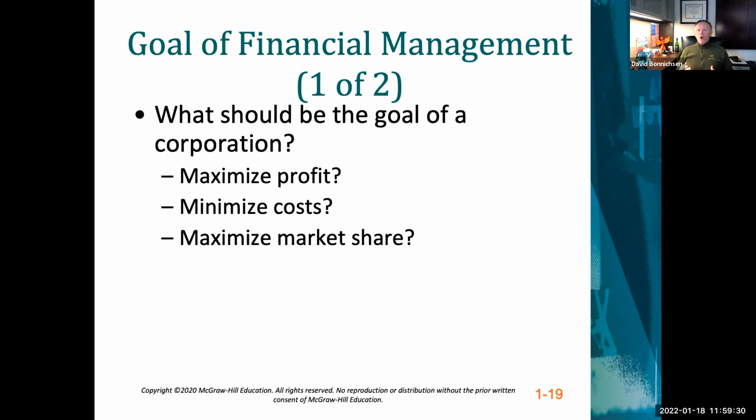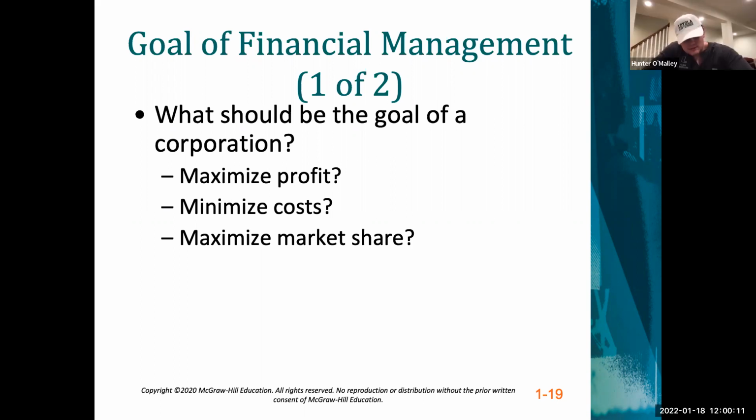So what should the goal be of the corporation? Okay, you can hit the chat room, you can unmute yourself, whatever you want to do. Let's just have a little conversation here. What should the goal be of a corporation? Maximize profits? That sounds good. But which profit? Gross margin? Net income, EBITDA? You'll learn it. Minimize costs, maximize market share. What do we think? What should the goal be of the corporation?